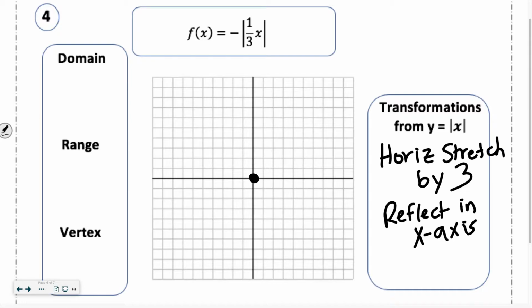There's no left or right movement, so my vertex is going to be right there at the origin. Okay, 0, 0. And then think about horizontally stretching it by 3 or doing 1/3 times your x. If we're normally going up 1 and right 1 on this parent function, what part of that is going to change if we're horizontally changing the graph?